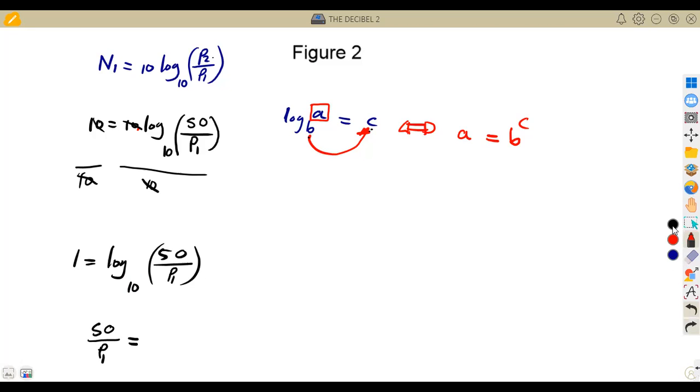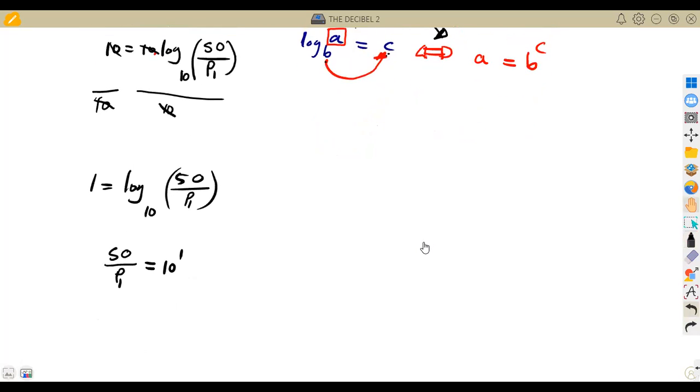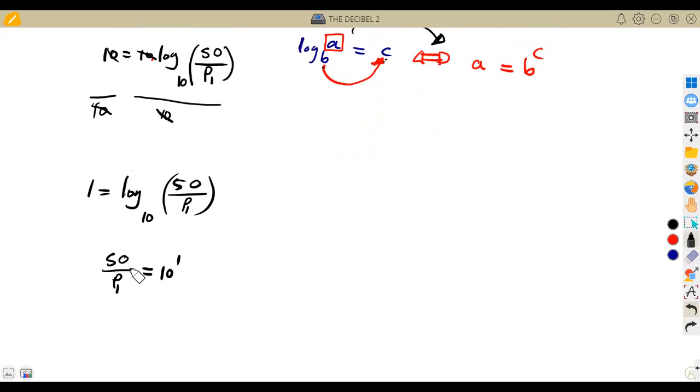So this is going to be equal to 10 to the exponent of 1, so that you can be able to solve. You can't solve directly with logarithms. You convert from logarithms to exponents. All right, so that is where we are now. So now we can solve, because 10 to the exponent of 1 simply gives us a 10.